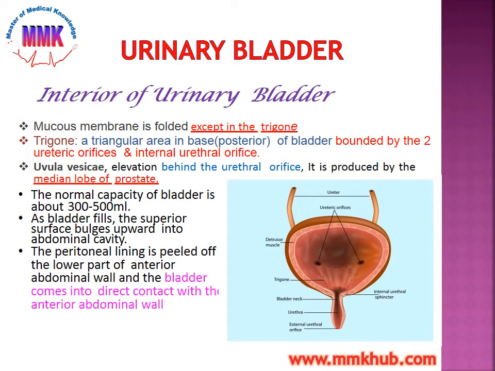Uvula vesicae. Uvula vesicae is an elevation behind the urethral orifice. It is produced by the median lobe of prostate. The normal capacity of bladder is about 300 to 500 ml. As bladder fills, the superior surface bulges upward into the abdominal cavity. The peritoneal lining is peeled off the lower part of anterior abdominal wall and the bladder comes into direct contact with the anterior abdominal wall.